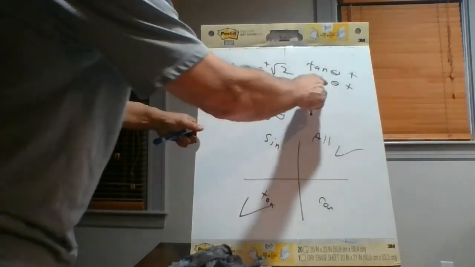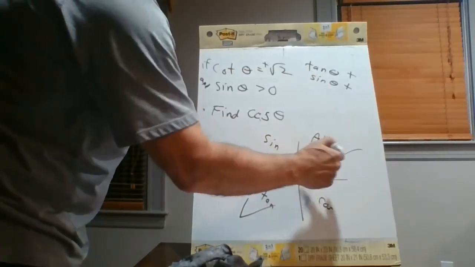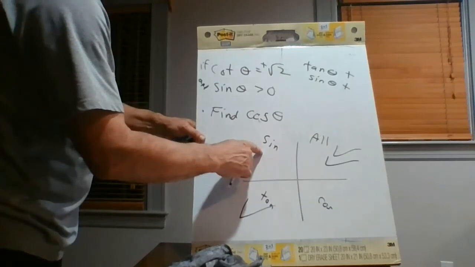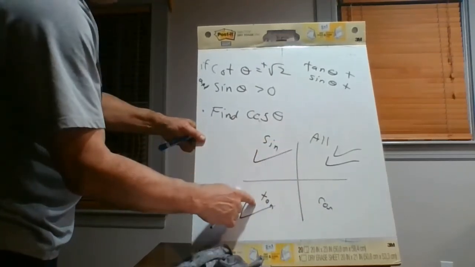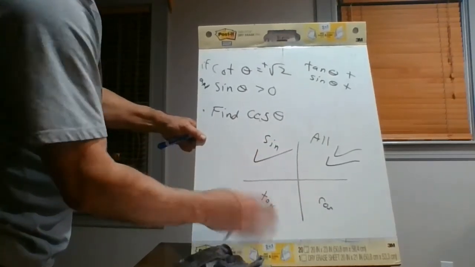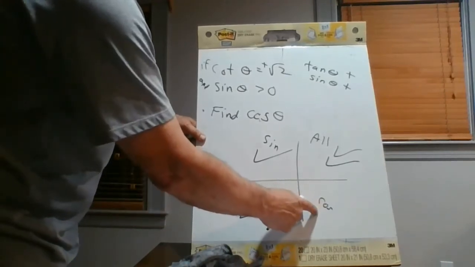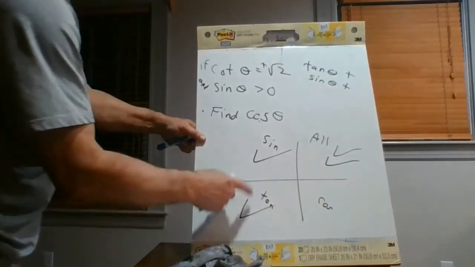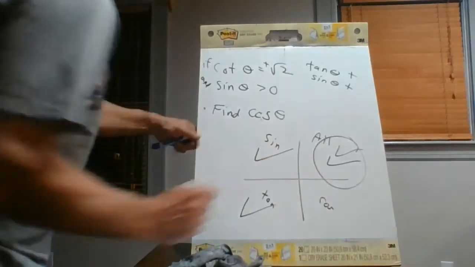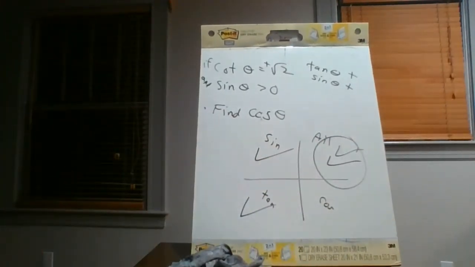Now where is sine positive? Is sine positive here? Yeah, they all are. Is sine positive here? Yeah, it says it is. Is sine positive here? No, only tangent is, so sine's not. Is sine positive here? No, only cosine is. So which one does it double check? Here we are. So after all that, we're in quadrant 1.